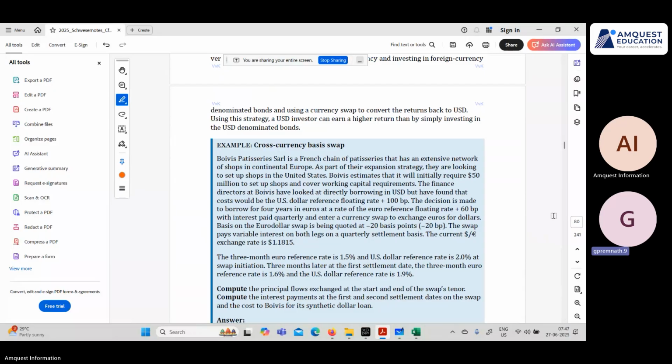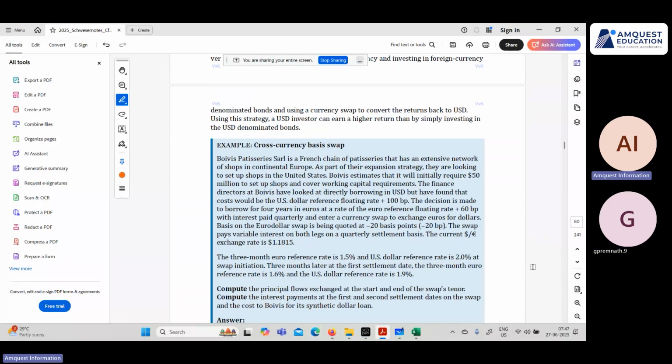Yeah. So the first part is the principal at the start. He wants about $50 million, so he has to exchange. So he will exchange. The notional exchanges are this company will give up 42.3 million euros and receive 50 million USD. So that's the first part of the question.